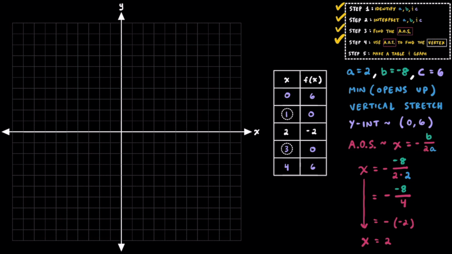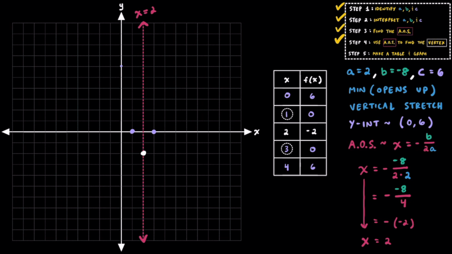First, I'm going to start by sketching the AOS. Remember, that's just the equation of this imaginary vertical line that's going to cut our parabola in half. The equation of this line was x equals positive 2. Our vertex was positive 2 comma negative 2, and it's always on the AOS. Then we have 3 comma 0 and 1 comma 0, and they should be across from each other.